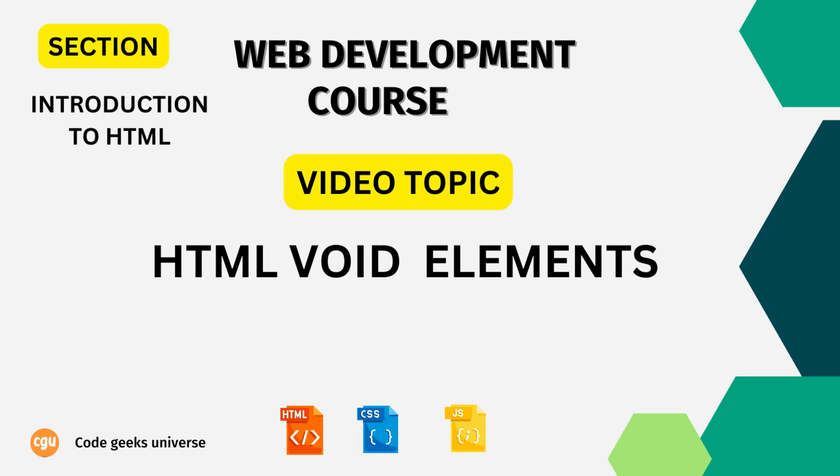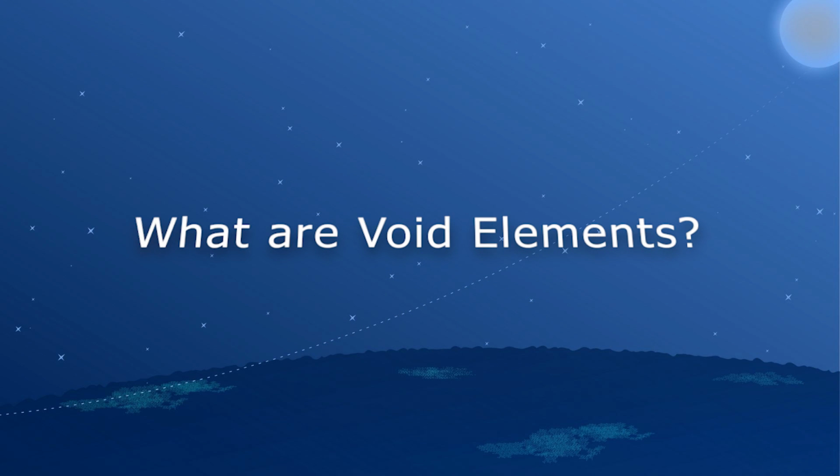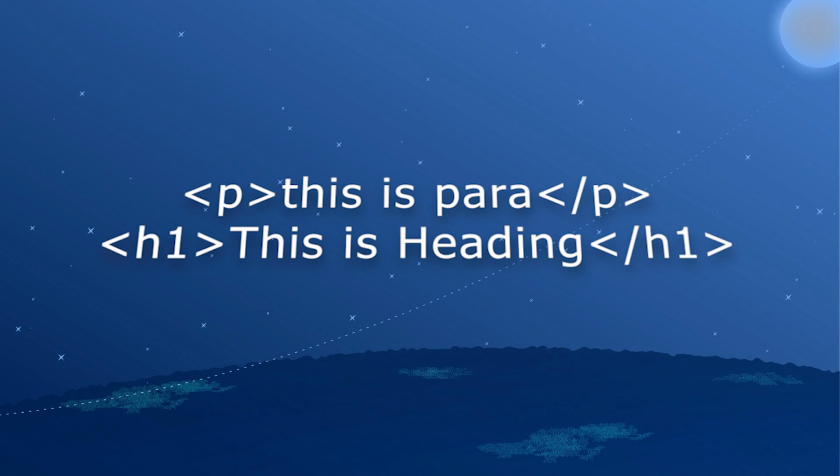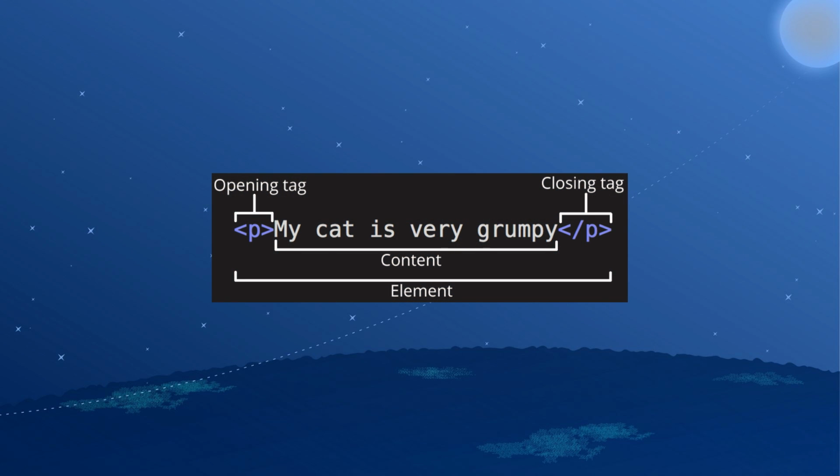Hi, welcome back. In this lesson, we will dive into void elements like the horizontal rule and the break element. But what are void elements? We have already learned about non-void elements like paragraphs and headings, and they are not void because they have content in between the opening and the closing tag.